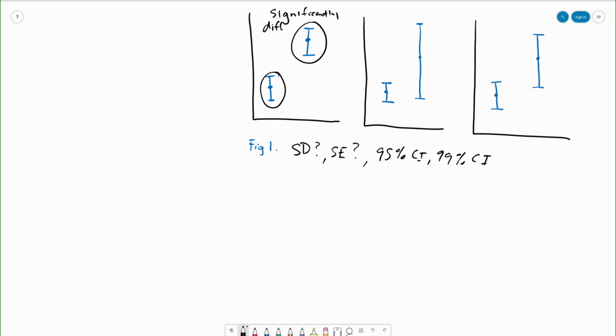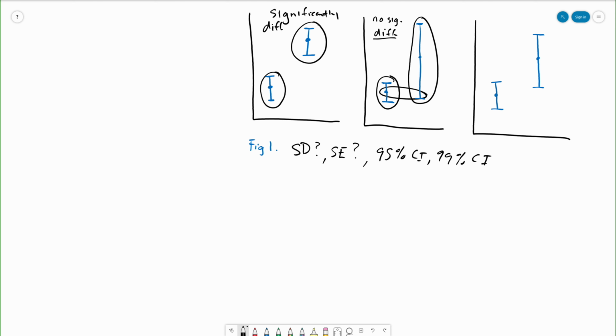In this case, in which you have one sample has a mean and a 95% confidence interval like this, and the second sample has a mean and a 95% confidence interval that overlaps this mean, in this case, there is going to be no significant difference. And so you can see that.